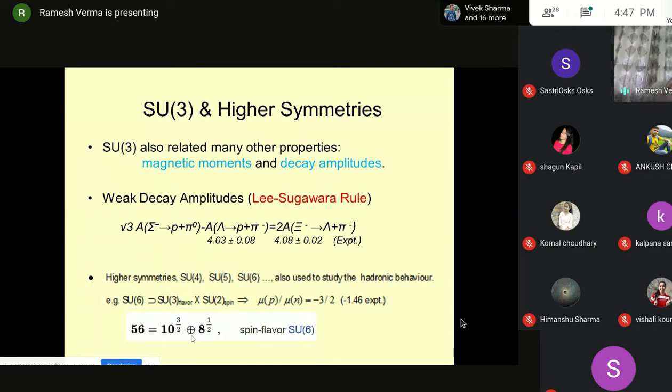It will tell you that 35, which is the adjoint representation of the SU(6) group, contains a pseudoscalar octet as well as a vector octet in it. Not only that, it also gave the prediction of the ratio of proton and neutron magnetic moments to be minus 3 by 2, which is in close agreement with the experimental value of minus 1.46. It was basically a reminder. That is why I went a little fast.